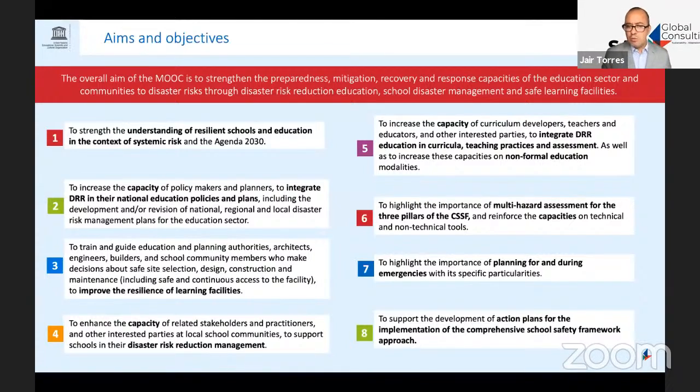So for instance, how we develop contingency plans, how we know what a reunification plan is, which are the drills, when we should be doing drills. Why is it important to have a common language when we are trying to manage the school? It's important to manage disaster risk reduction, not only during the whole year, but also to plan for emergency situations.